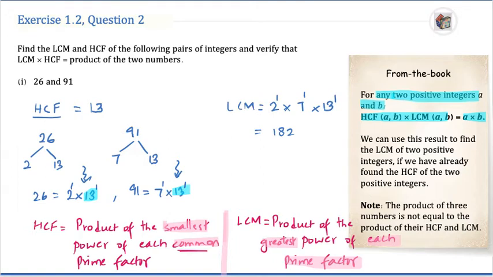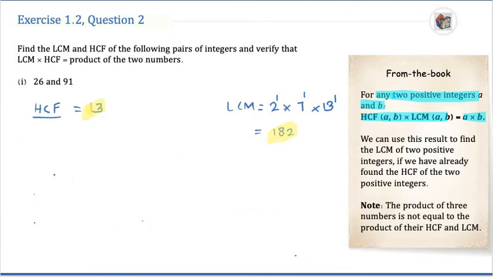Now that we have the HCF, we have 13 here, and we have the LCM 182, let's just quickly check the product. When you multiply 13 with 182, do that multiplication yourself, you will see it is 2366. And when you multiply the numbers that you have, 26 and 95, that will also come out to be 2366. So we have verified the results that we had to for part 1.